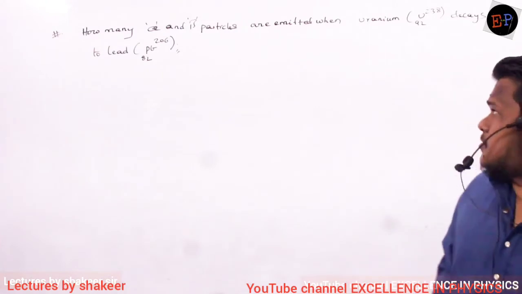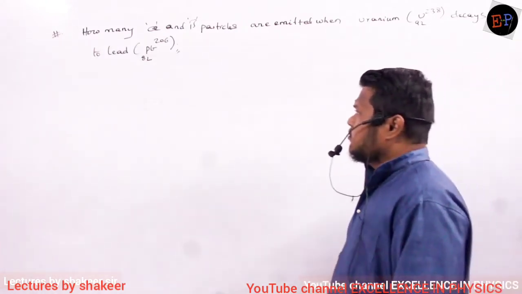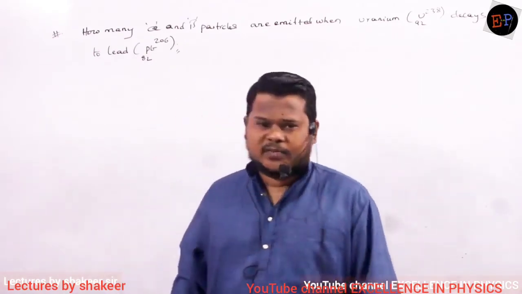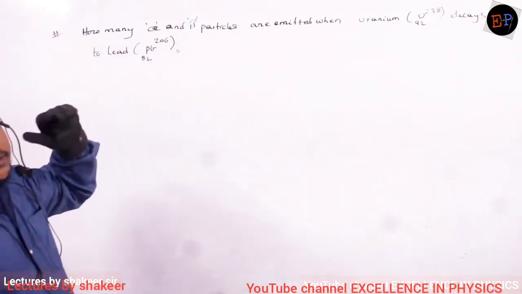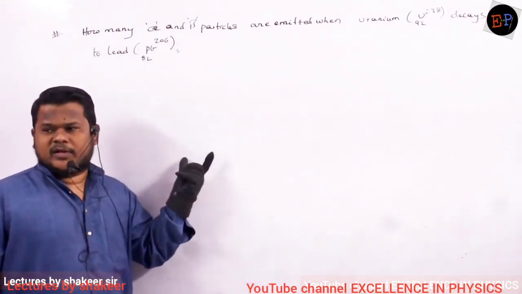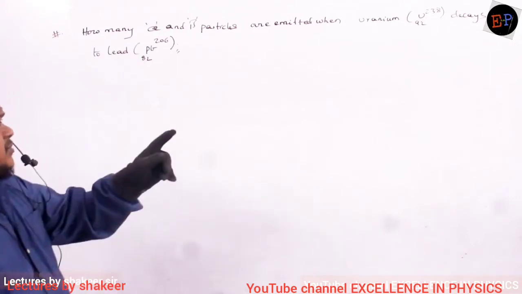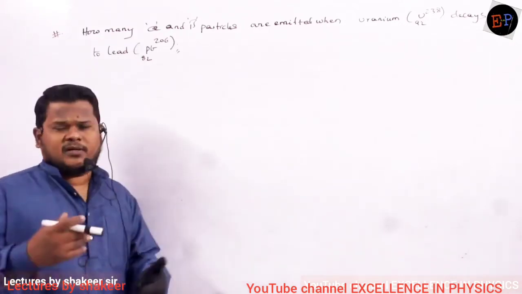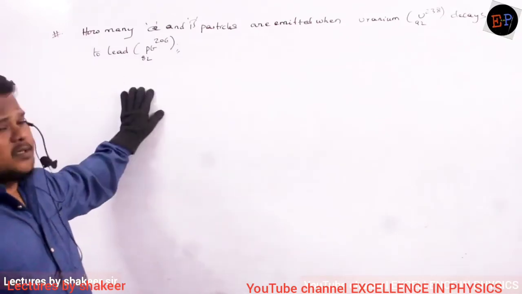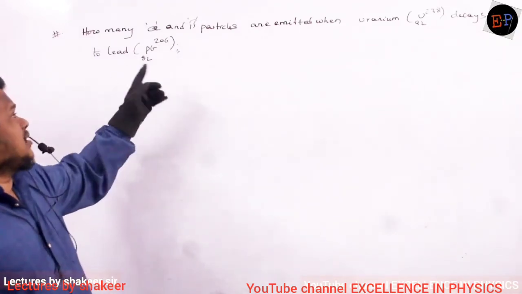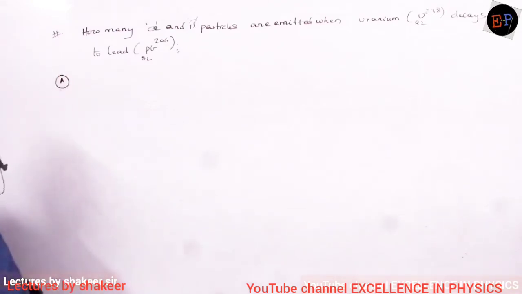Here what is happening is uranium 92-238 decays into lead, plumbum 82 and 206. Already we have studied that above plumbum 82 all the elements are unstable. Only up to 82 the elements are stable. So uranium, after continuously emitting alpha and beta radiations, finally converted into plumbum 82 and 206. Then in this process, how many alpha particles and how many beta particles will be emitted? That is the question.